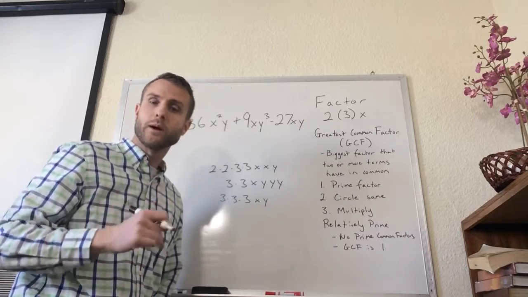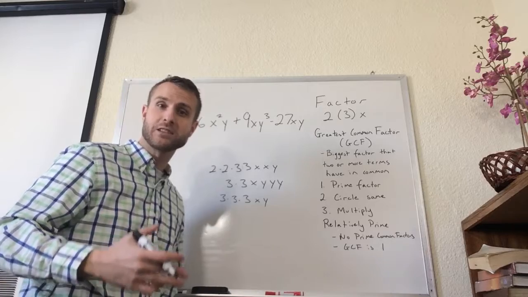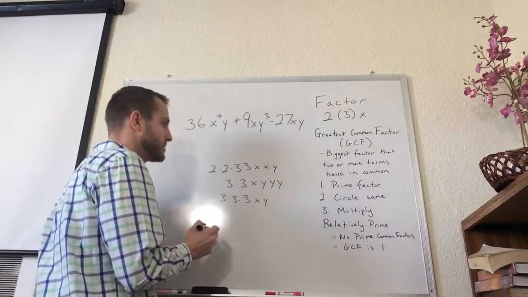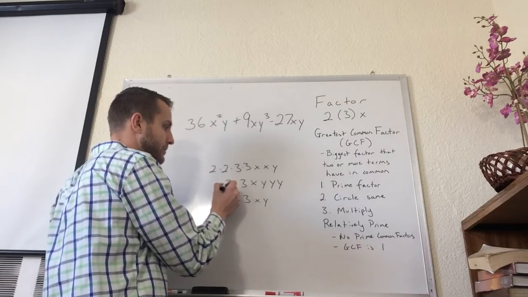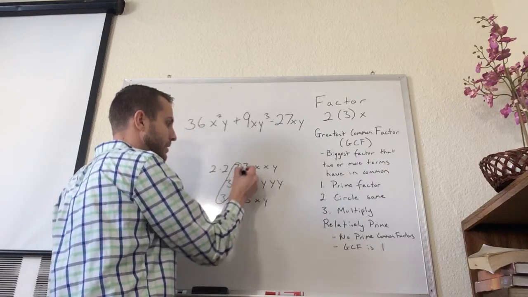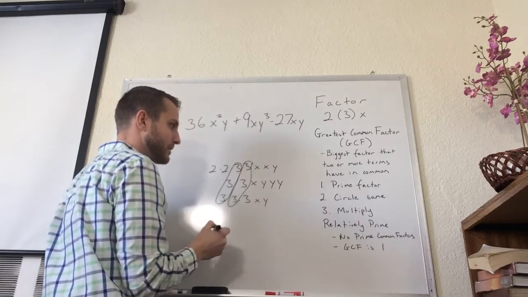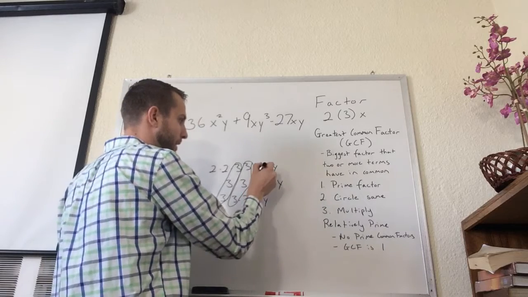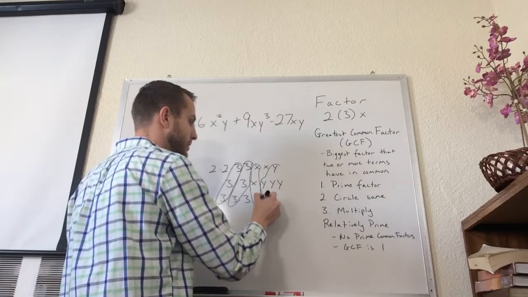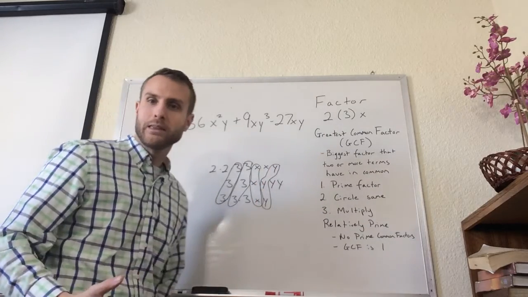I'm going to circle the ones that are the same, but they have to be in all 3. It's not enough if they're just in 2 terms. They have to be in all 3 terms. So I have a 3 here, a 3 here, and a 3 here. So all 3 terms have 1 3. All 3 terms have a second 3. All 3 terms have 1x. All 3 terms have 1y. There is no other thing that is in all 3.